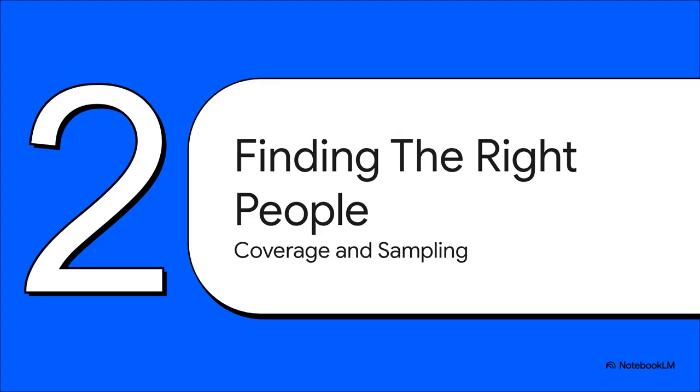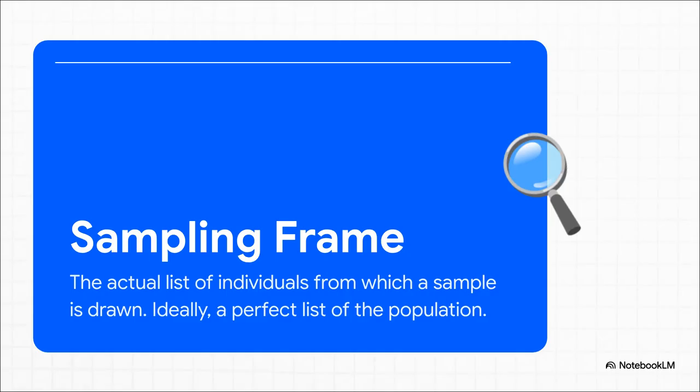So how exactly do researchers go about finding the right people to talk to? It really all comes down to those first 2 cornerstones we just mentioned, coverage and sampling. Everything, and I mean everything, starts with what's called a sampling frame. Simply put, that's the master list of people you're going to draw your sample from. So if you want to survey all the software developers in the United States, your dream sampling frame would be a perfect, complete, totally up-to-date list of every single one of them.